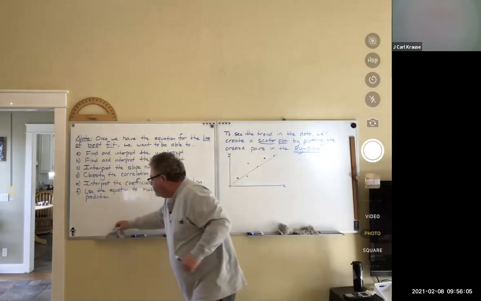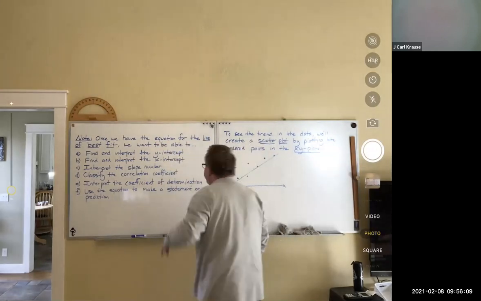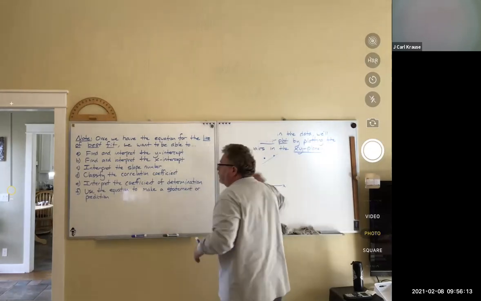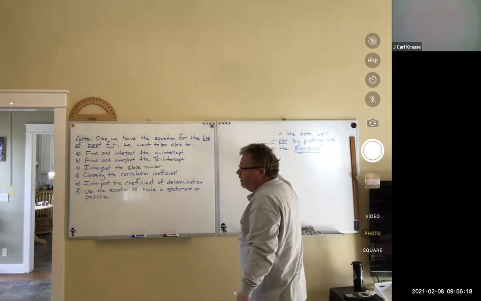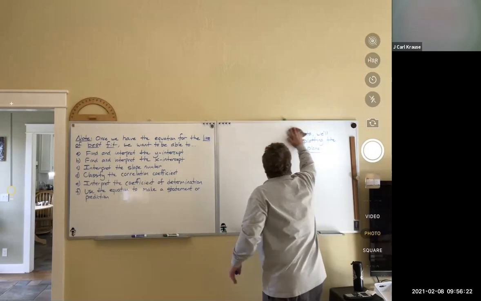Okay, so let's pull out this equation here and start going through this list. And what you'll see is that there are six things in this list. Some of them are really simple and straightforward. Others take a little bit more thought.